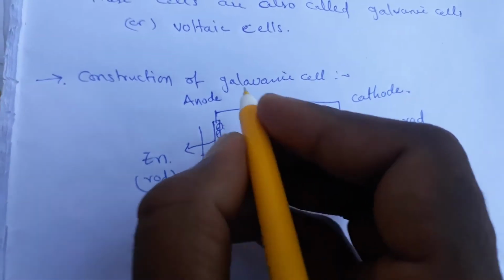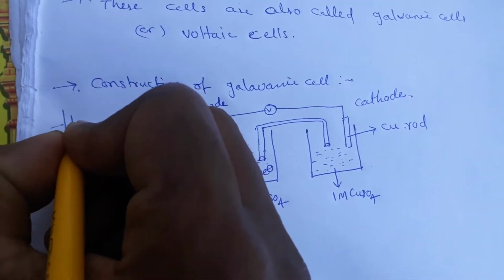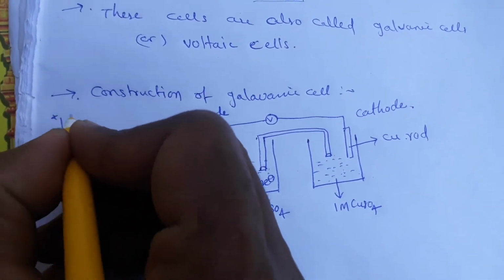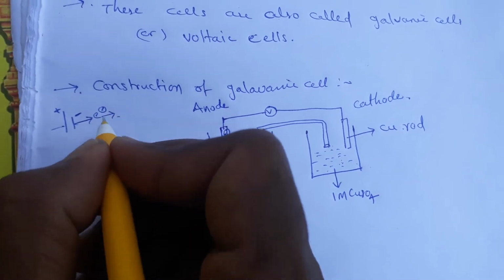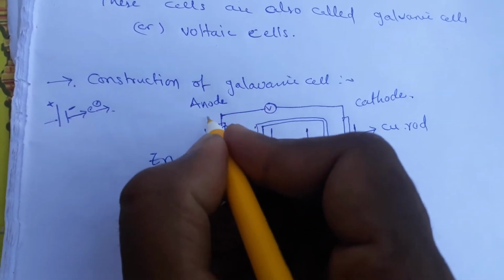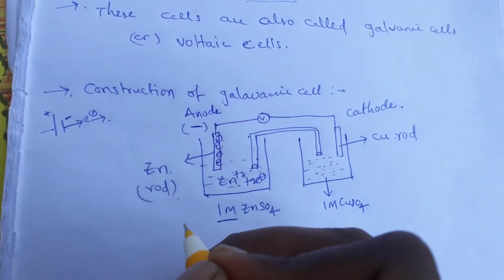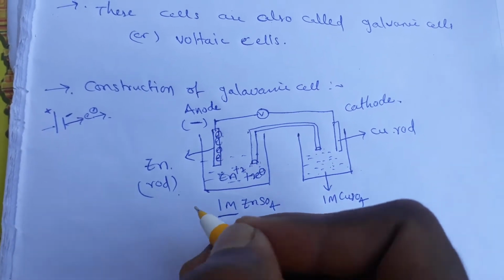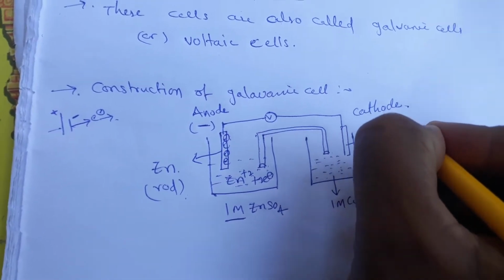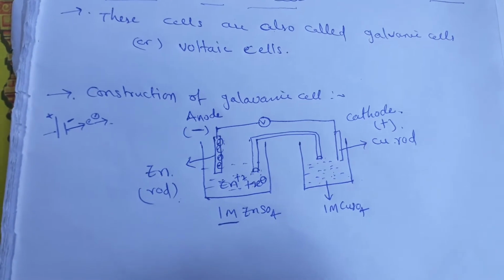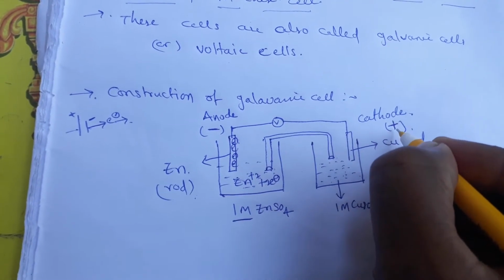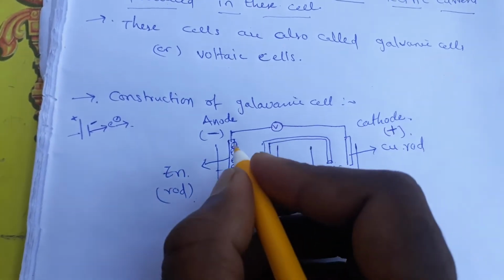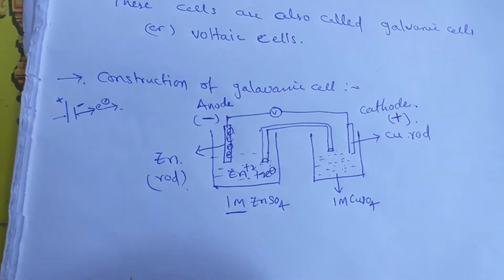Previously, if I draw a battery, then this is the plus sign and this is the minus sign. Minus sign means there is a passage of electrons from the negative side. So here also the electrons pass from this side, so the anode will be the negative sign and the cathode will be the positive sign. This accepts the electrons and undergoes reduction, and here is where oxidation occurs.